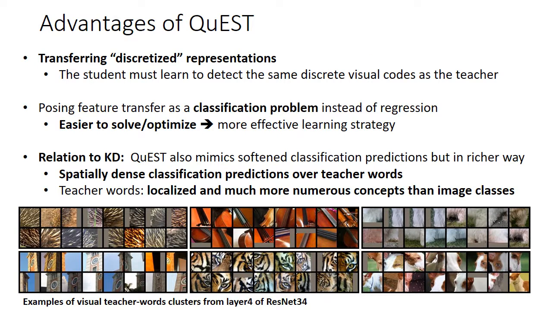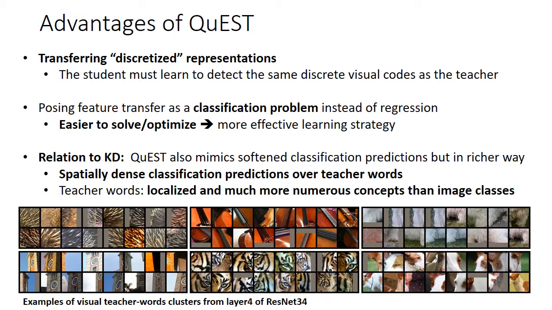In our method, the teacher's feature maps are essentially discretized into visual words. We include some examples of those visual words at the bottom of the slide where we see that they encode mid to high level visual concepts. So, by minimizing the KL divergence between the predicted visual word assignments and the teacher assignments, the student essentially learns to detect the same discrete visual codes as the teacher does.